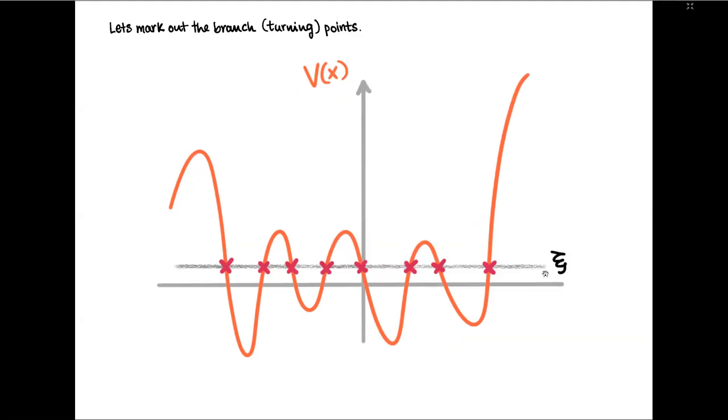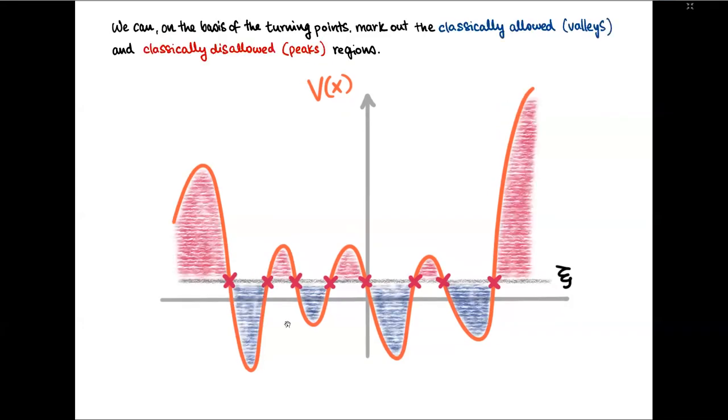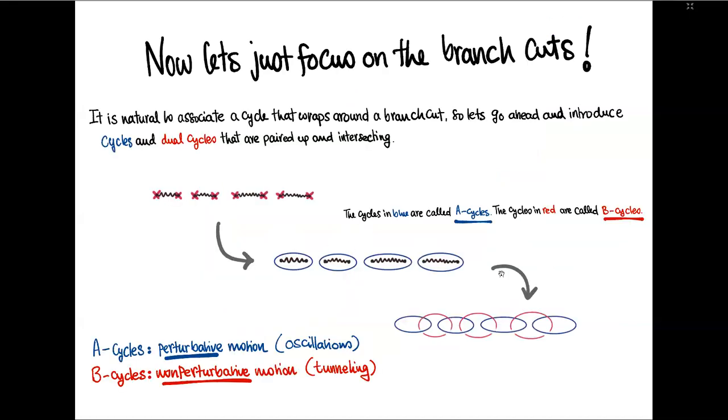And then what I can do is mark out the branch points, which are the classical turning points. These classical turning points demarcate the classically allowed regions, which are these blue valleys over here, and the classically disallowed regions, or the peaks over here. So a classical particle at this energy is only going to be able to stay in, let's say, this region or this region, and it cannot jump over this barrier. Now let's just focus on the branch cuts, and we observe that it's natural to associate a cycle that wraps around a branch cut.